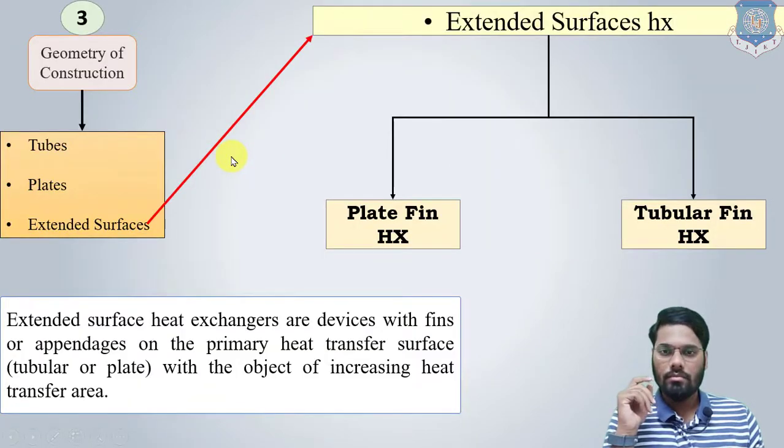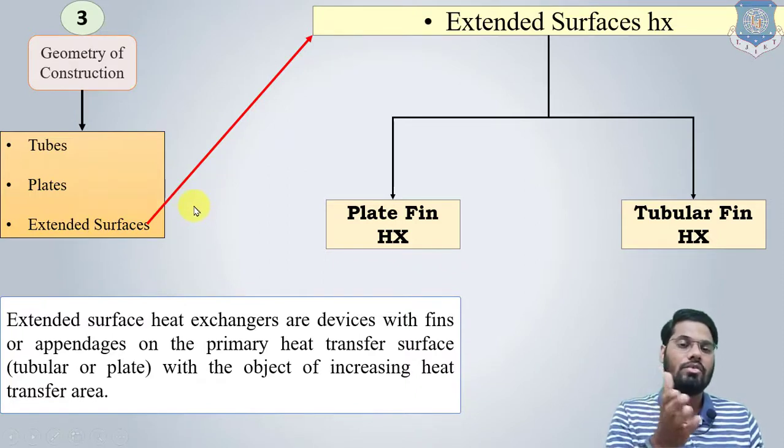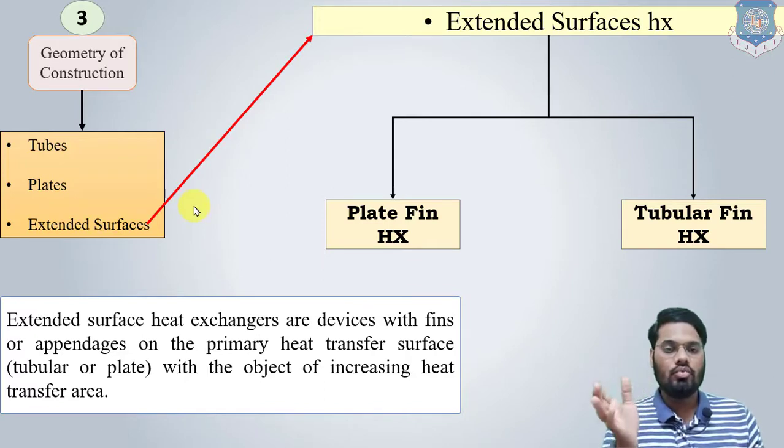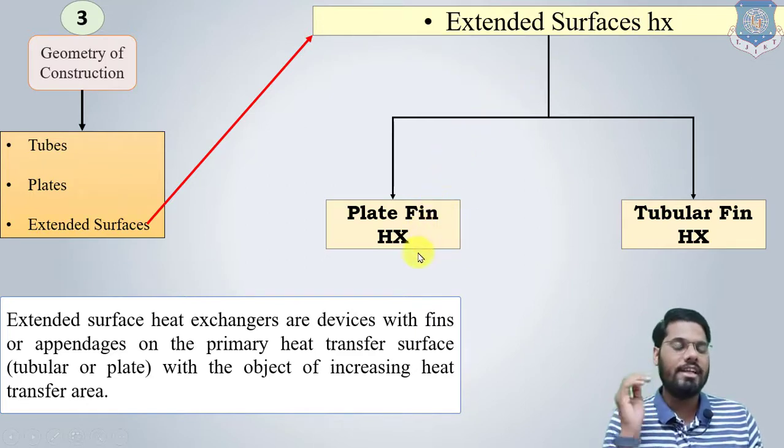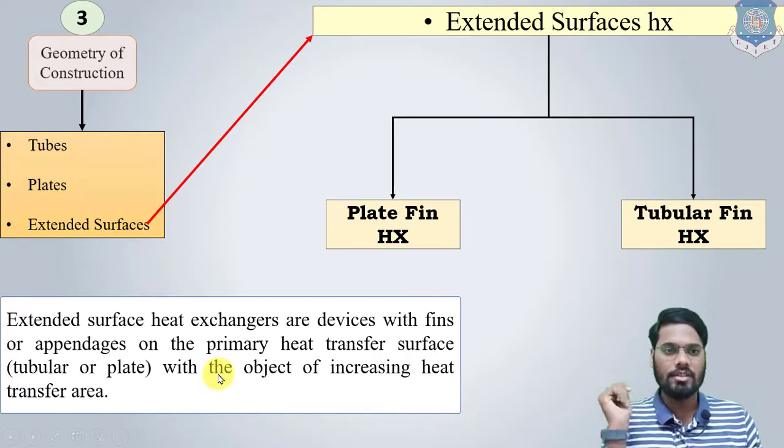Now, last is according to extended surfaces, also known as the fin, which is used to increase the surface area, which is used to increase the convective heat transfer rate. This extended surface heat exchanger is further classified as a plate fin heat exchanger, or we can say that our second one is a tubular fin heat exchanger. So extended surface heat exchangers are devices with fins, or extra surfaces on the primary heat transfer surface, tubular or plate, with the object of increasing heat transfer area, as we have just discussed.